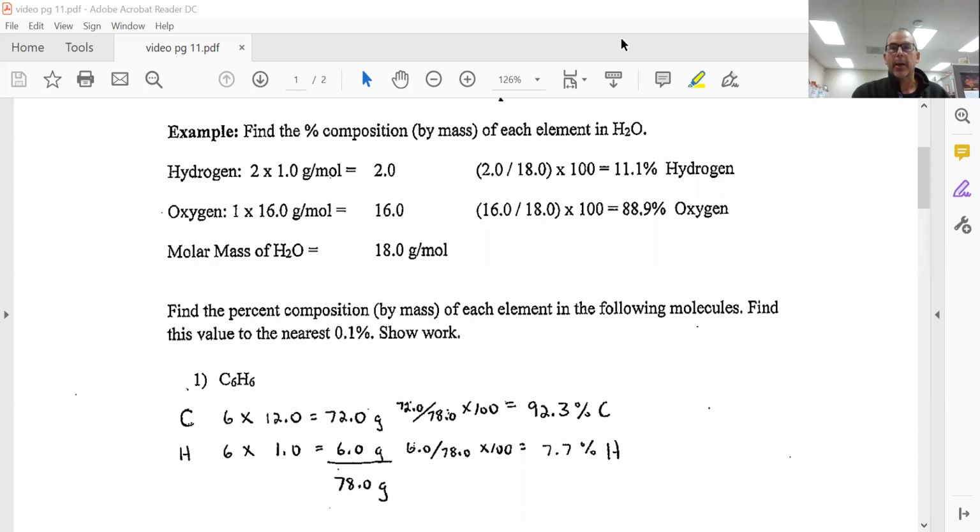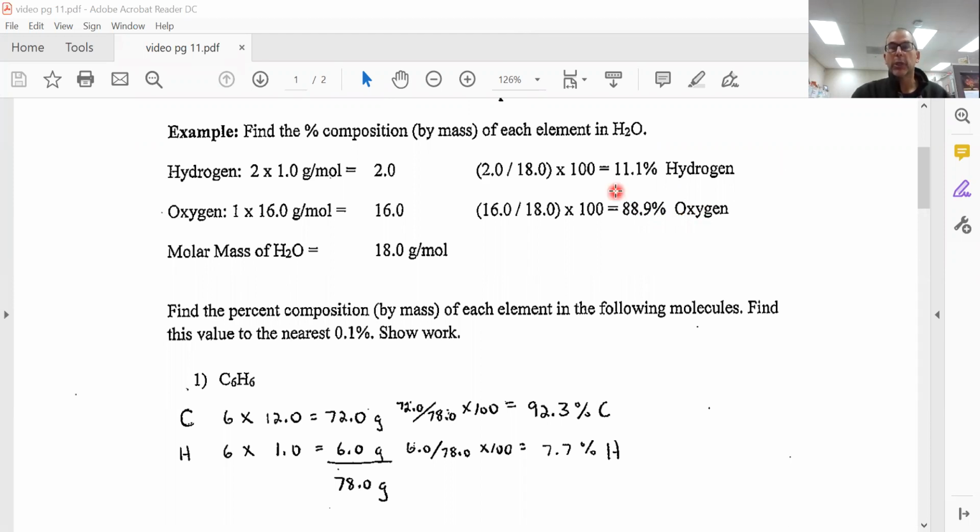And we can see here, if we look at our results, it's only 11% hydrogen by mass and about 89% oxygen by mass in H2O. And that's because oxygen is a lot heavier. Let's take a look at how we figured that out.